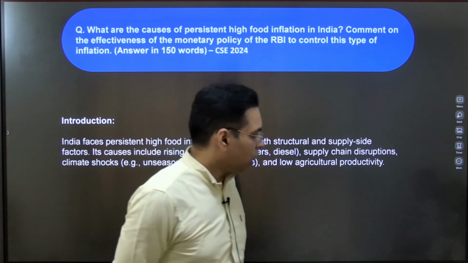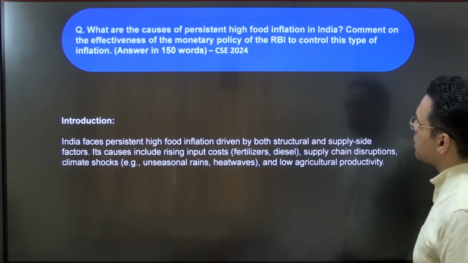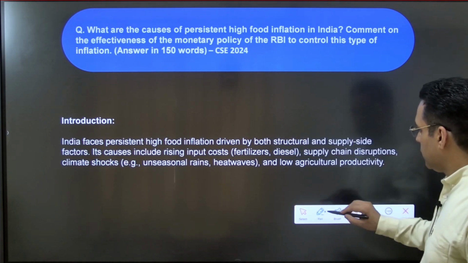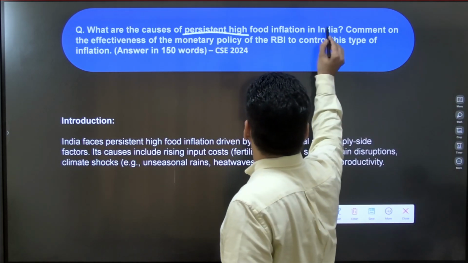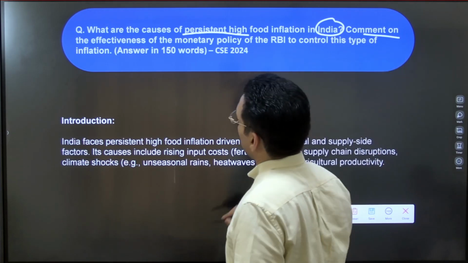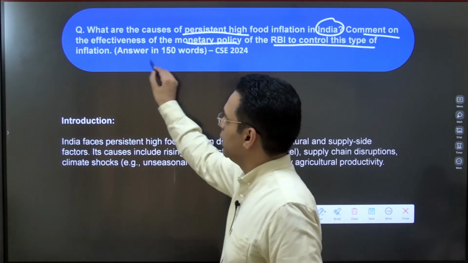Now let's talk about how do you write a good answer. So I have put a model answer. This is a question from last year mains, और ये last year के जो mains का question है, if you look at it, what are the causes of persistent high inflation in India? Comment on the effectiveness of monetary policy of the RBI to control this type of inflation.